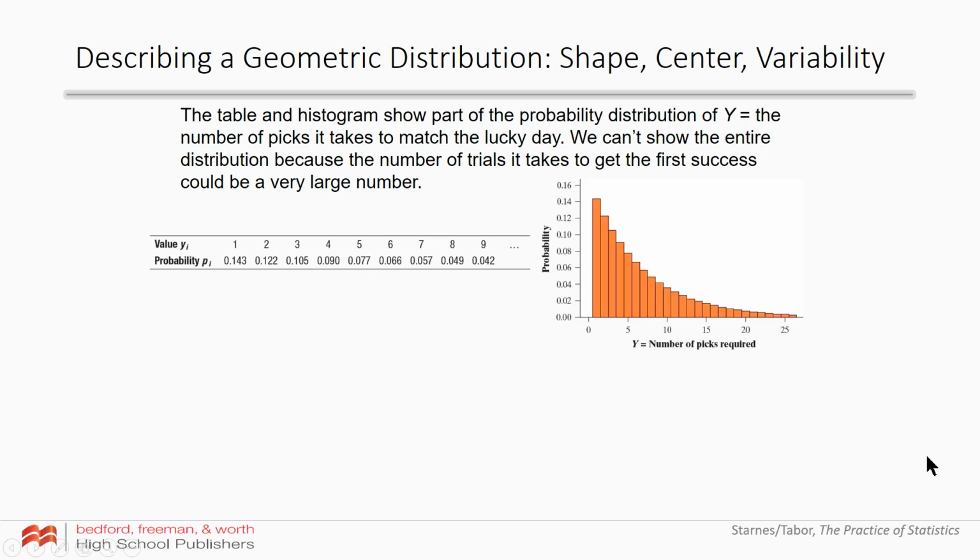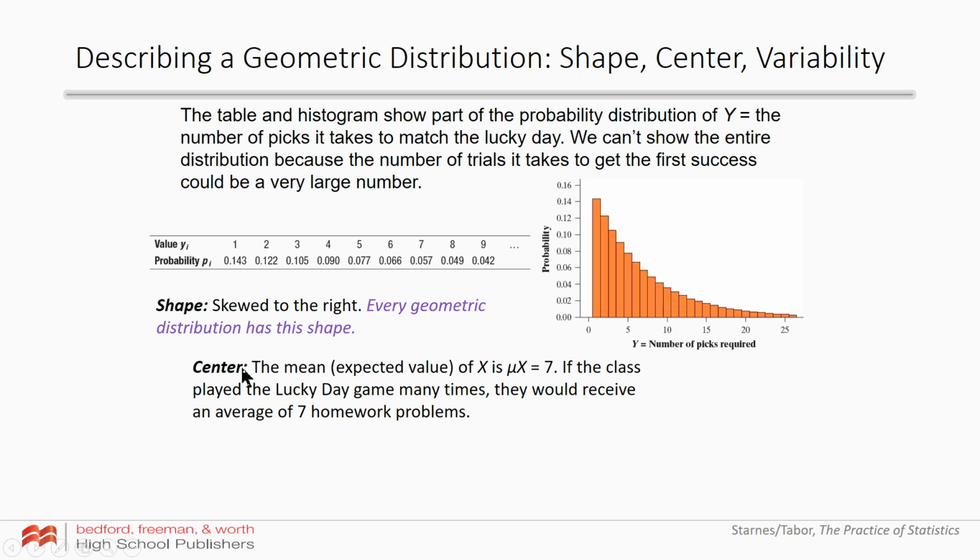All right, let's look at another example. This is the one with the Lucky Ducky game. Again, notice this dot, dot, dot at the end. Here's the probability distribution table. Here's the histogram. See, it has that strong right skew. So the shape, if we asked you to describe the distribution, you're going to say the shape is skewed to the right. The center, the mean, is 1 over P, or in other words, 7.